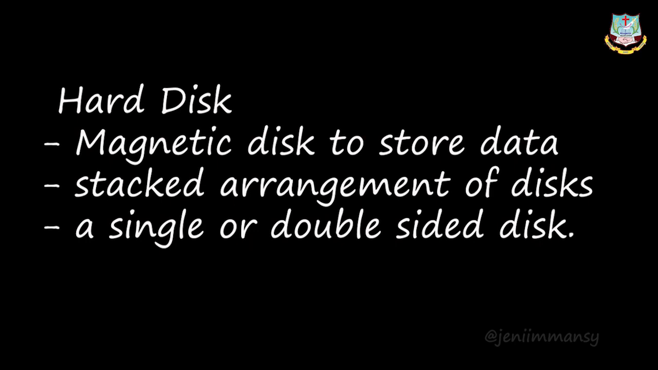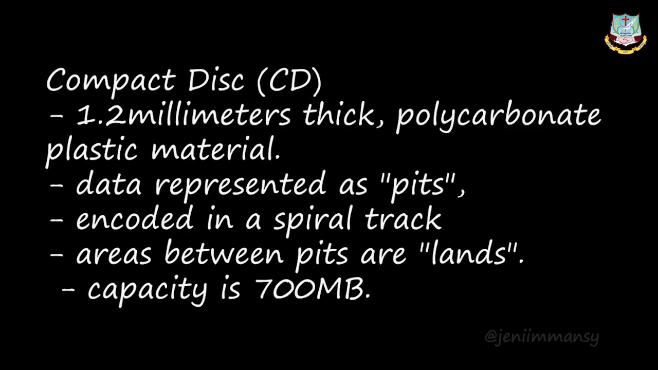Next one is CD. You all would have seen CD and DVD. Do you know the expansion of CD and DVD? We are going to see that now. CD means compact disc, or CD-ROM. It is made from 1.2 millimeter thick polycarbonate plastic material. A very thin layer of aluminium or gold is applied to the surface. The CD data is represented as small indentations called pits, encoded in a spiral.